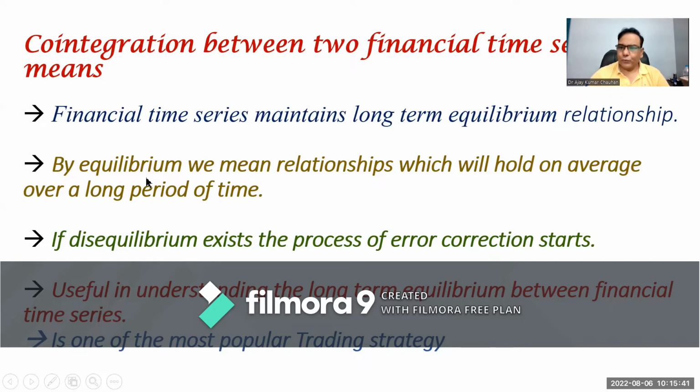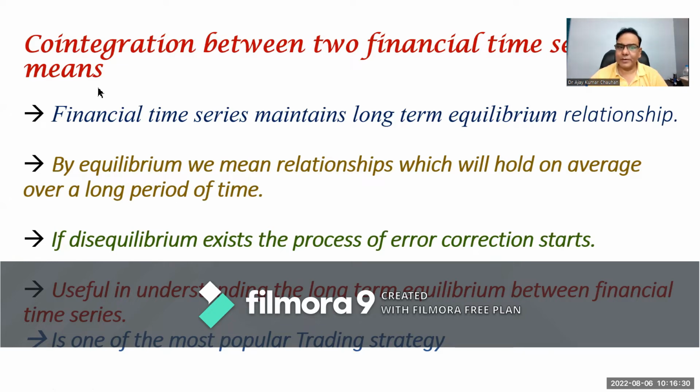Now I'm giving you a few examples of this long-term relationship. Some financial time series are also found to have a long-term equilibrium relationship. By equilibrium, we mean a relationship which will hold on average over a longer period of time. So this relationship will continue for a long period of time. Whenever the equilibrium is disturbed, the process of error correction starts. And it is very useful in understanding the long-term equilibrium between financial time series. Also, co-integration is a very popular trading strategy.